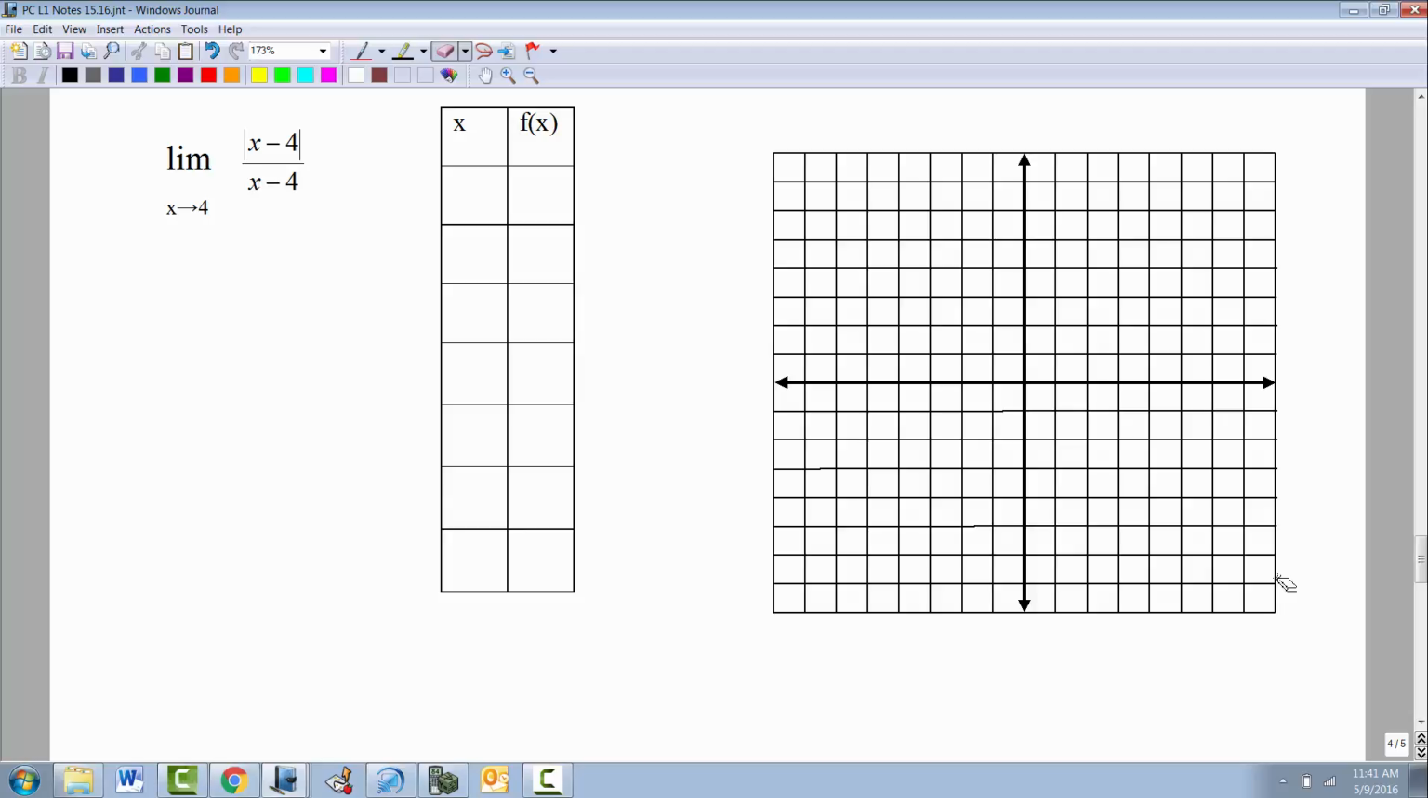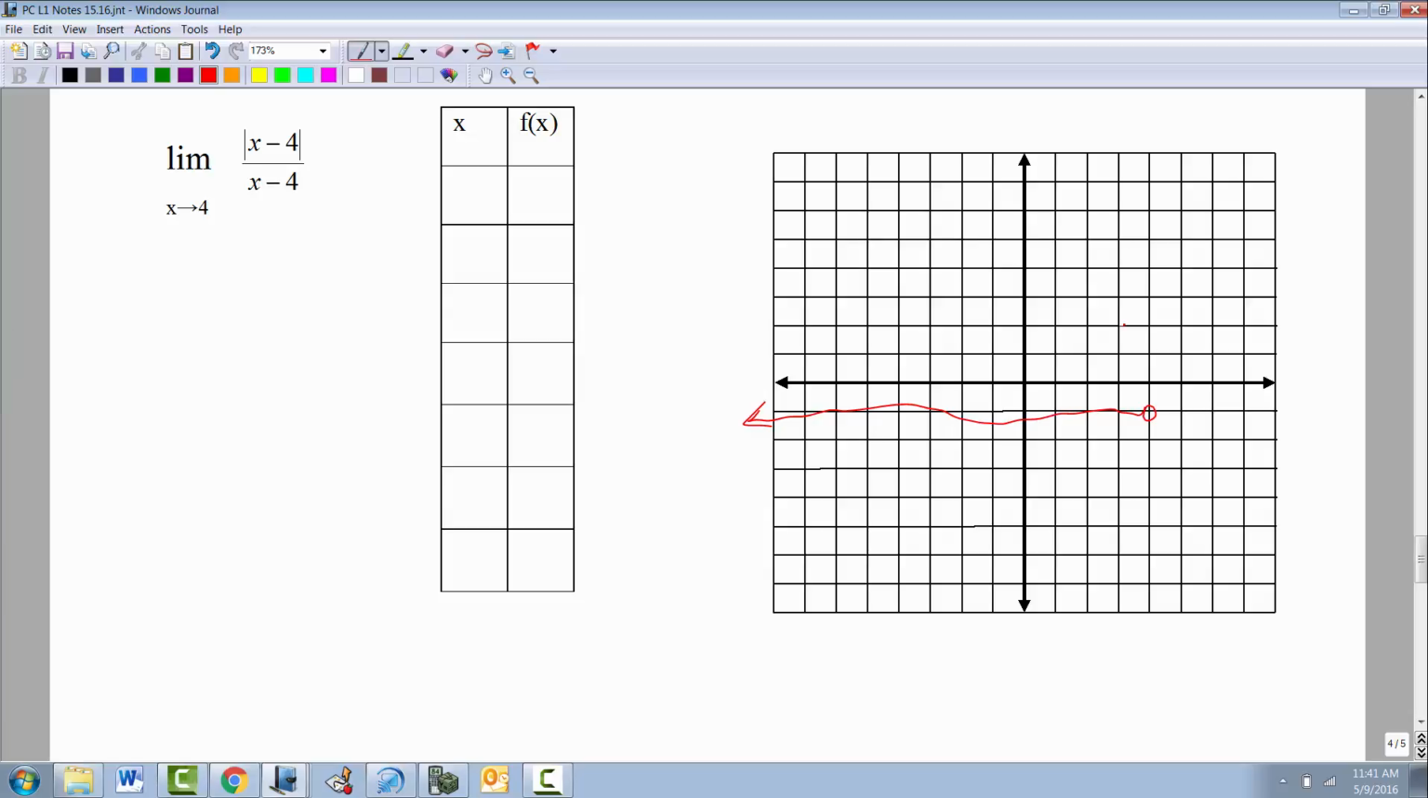What happens when I plug in 4? You get undefined. So at 1, 2, 3, 4, that first graph that I did, when I plugged in all those other values less than that, I got -1 for y. What happens when I plug in 3.9999? I still get -1. So here's one piece. All lines are straight, by the way. And then what happens when I plug in 4.1 or 5?